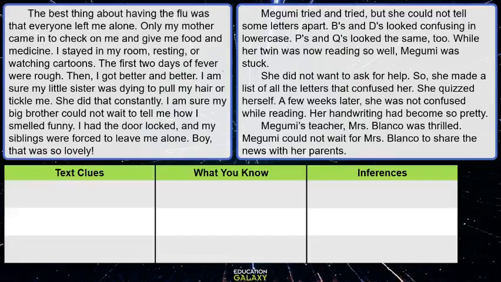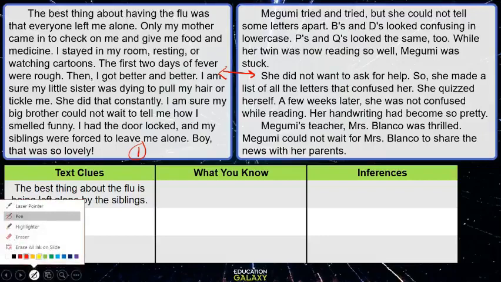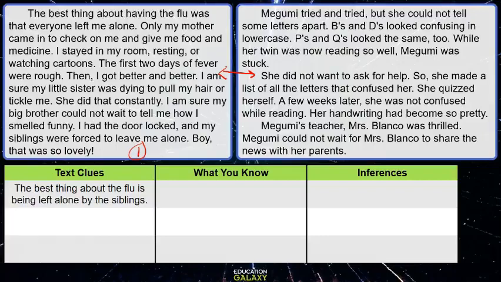Let's get to it. How exciting! We have not one, but two stories, and we have the beautiful graphic organizer. Let's start filling in some text clues. Let's start with story number one. Text clue: the best thing about the flu is being left alone by the siblings. Where does the author say that in this story? The very first sentence says, the best thing about having the flu was that everyone left me alone.